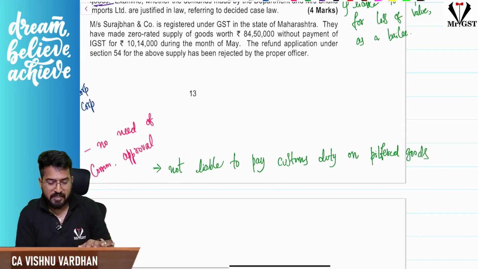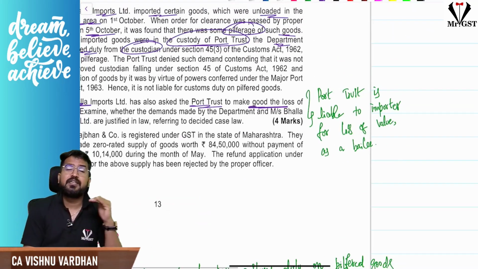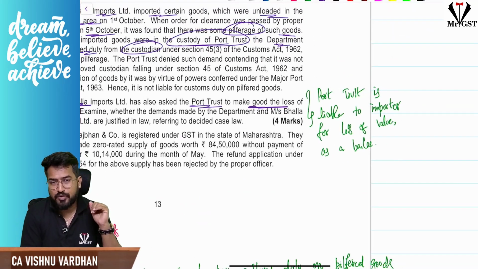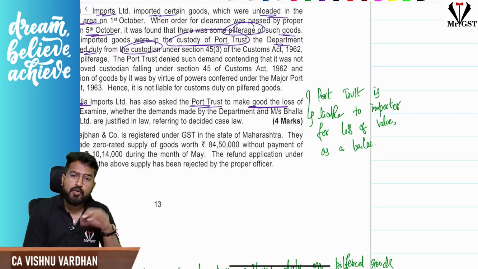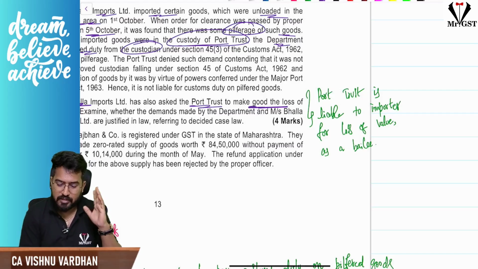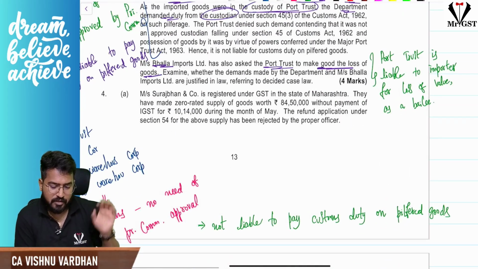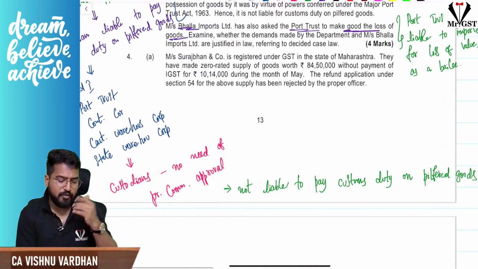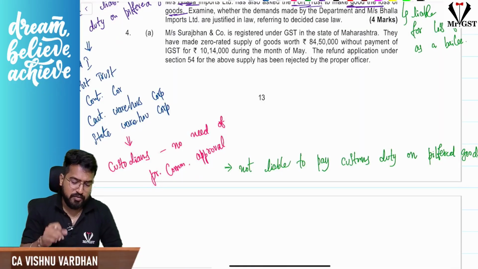This is one aspect from the question. The other aspect is, sir, even though they are not liable to pay customs duty on the pilfered goods, the custodians being the bailee, Port Trust of India, they have to compensate the loss incurred by the importer. So that is the answer for this particular question. So with this, we are done with 3 questions. We are left with 3 more questions. Simple, small questions. Let us see them.